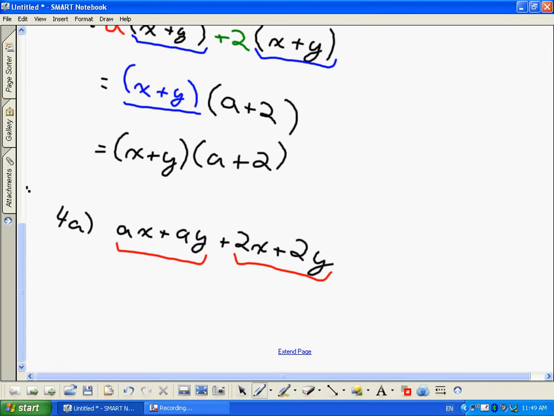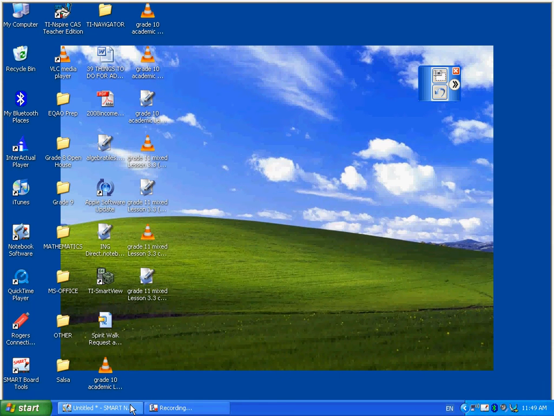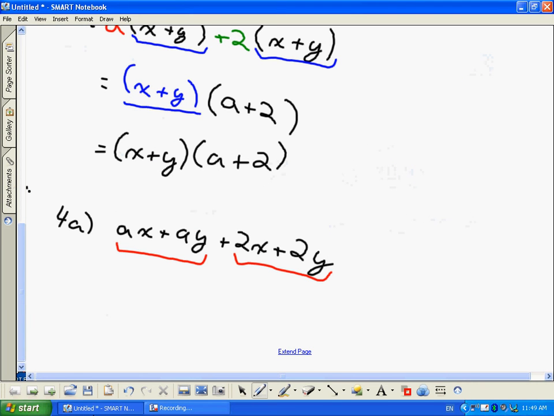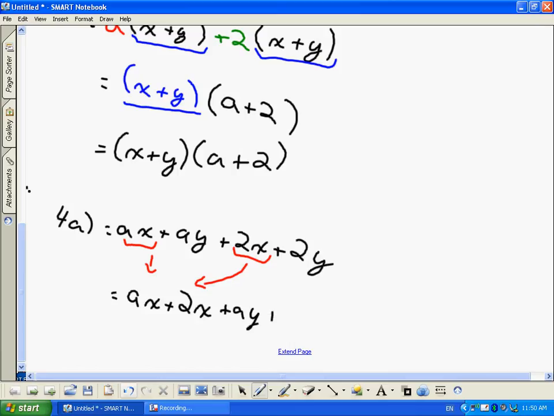But maybe I don't notice that, and I want to rearrange this question. Sorry, guys. I'm going to rearrange this question. I've noticed that there's a coefficient and an x, and another coefficient and an x. I want to put them together in a group, because I have 2 pairs of x's. So I'm going to move this down beside this ax. The next line reads ax plus 2x. Then I'm left with plus ay plus 2y.